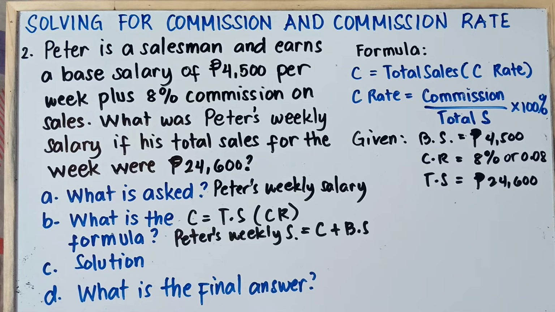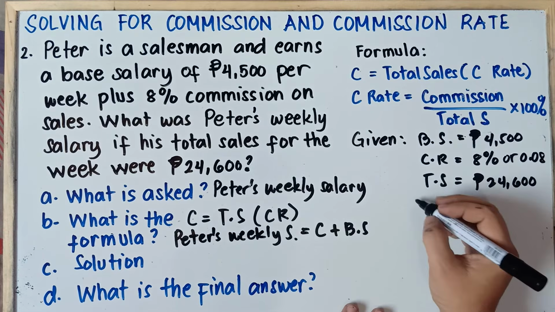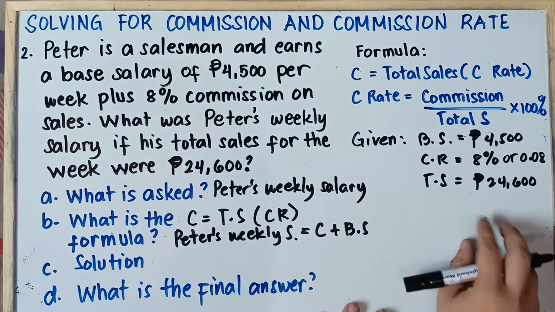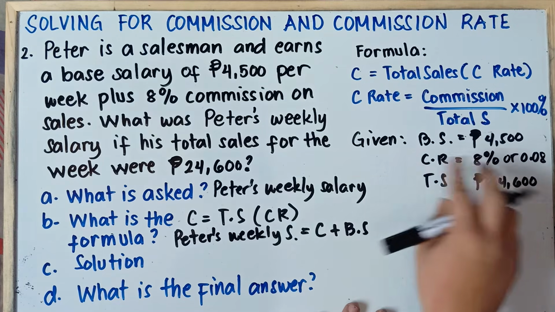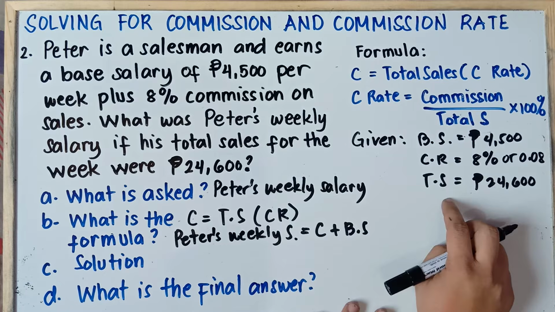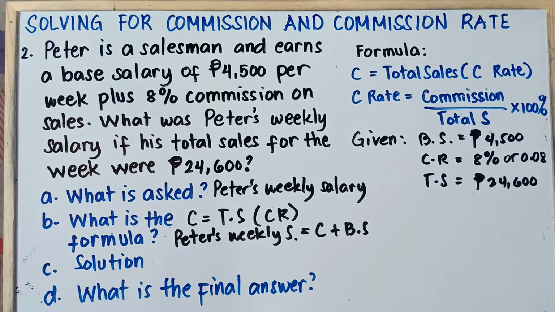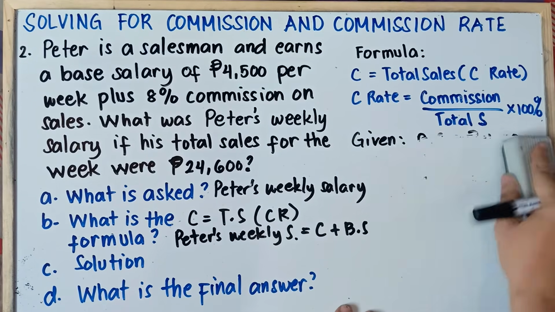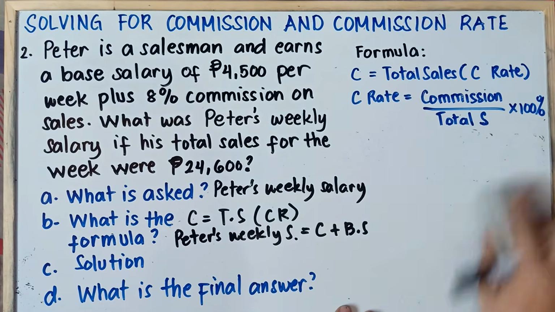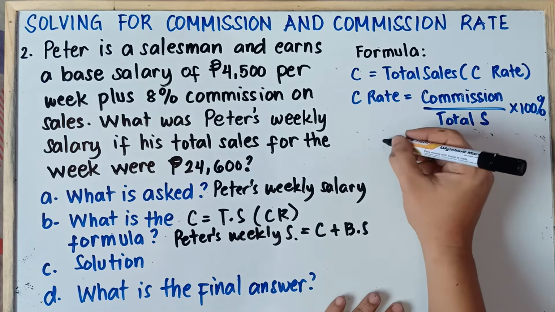Alright, and the solution. So, let's have the solution, class. First, we find the commission. We don't have enough space, class. Let me just erase the given, class. You pause the video, class. These are the given: the base salary, 4,500; commission rate, 8%; and the total sales, 24,600. Let me just erase this one, class, because we don't have enough space. Alright, so let's start with the commission.